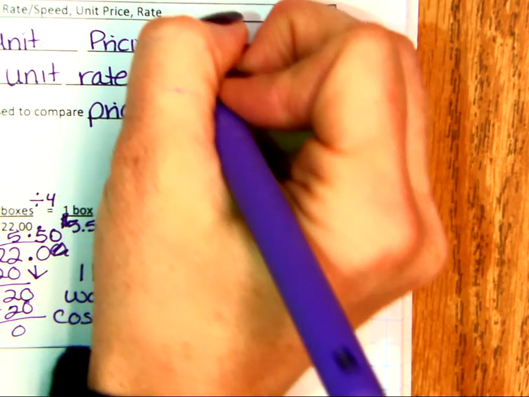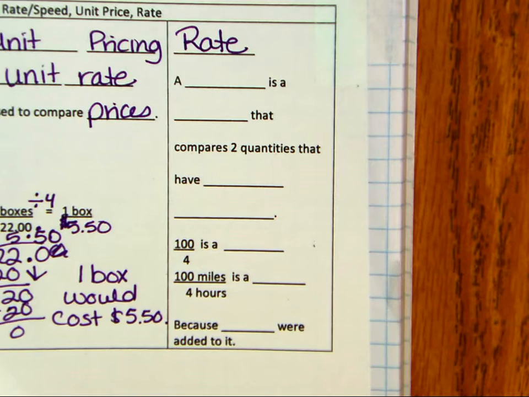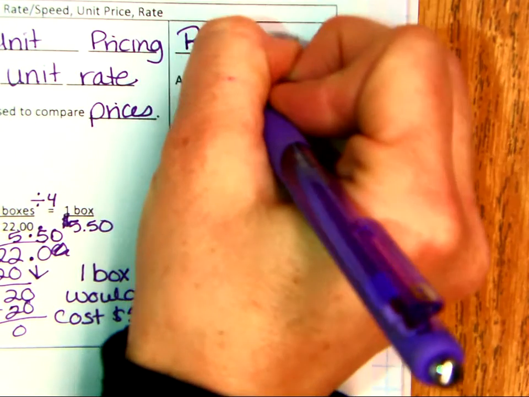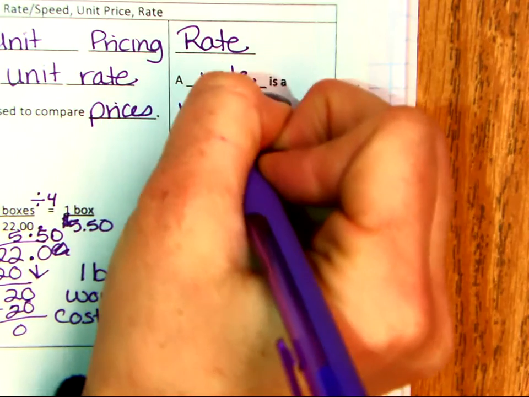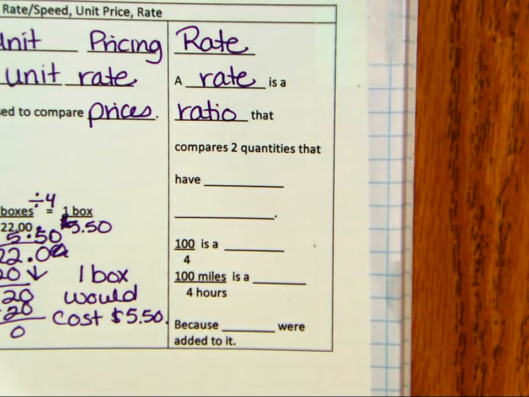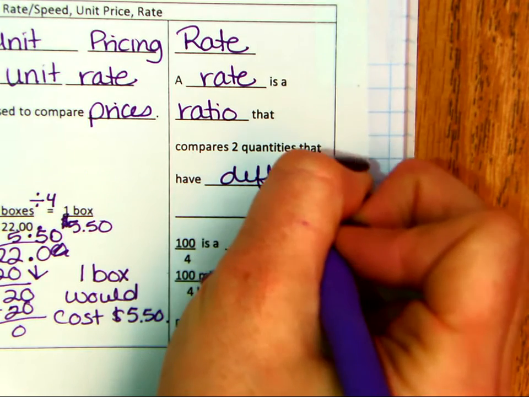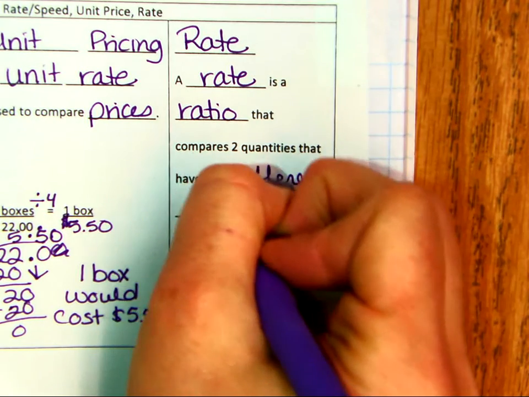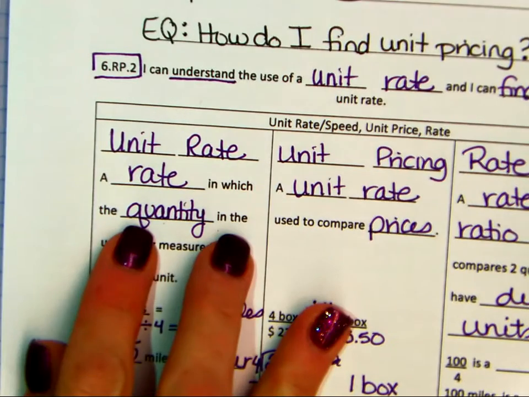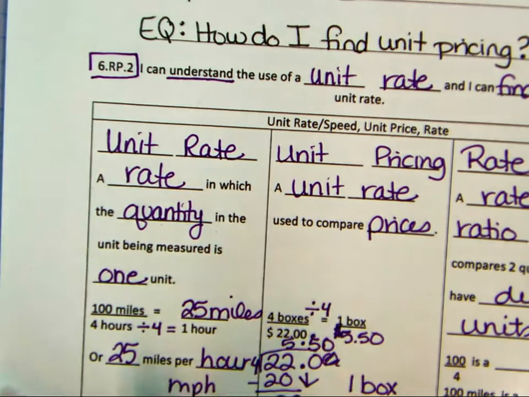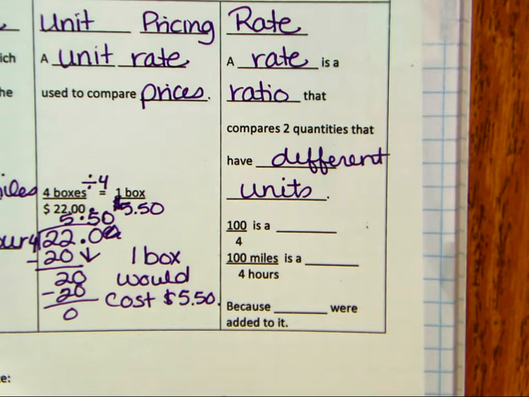Now on rate, what we are looking at is a rate is a ratio that compares two quantities that have different units. Now what's interesting about this is a rate encompasses both of these other two things. So a unit rate or unit pricing are both rates, but rate is kind of like the broad term.